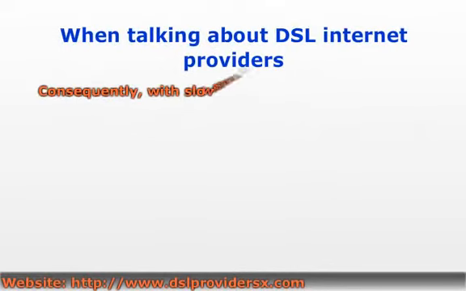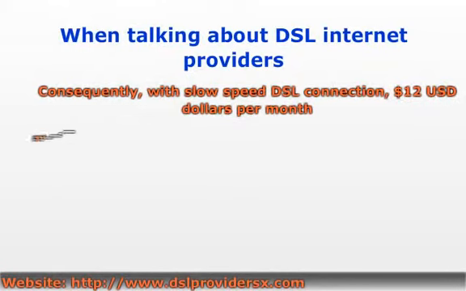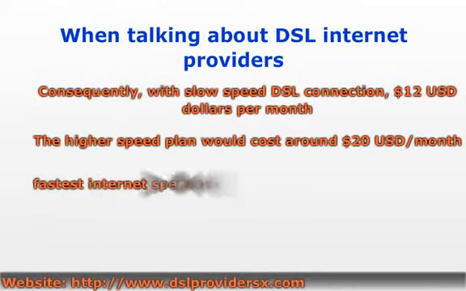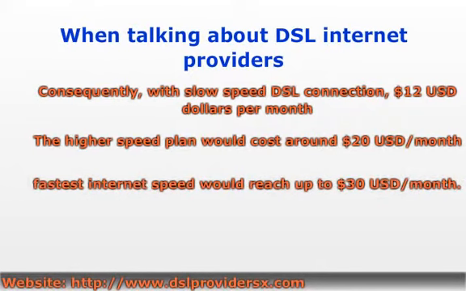When talking about DSL internet providers, they are giving different plan packages for their service. Most of the DSL packages are based on the speed that they are able to provide to its clients. The slower the speed, the lesser the plan will cost and vice versa. Consequently, with slow-speed DSL connection, $12 per month is approximately charged. Even so, it is still considered faster in speed than dial-up. The higher speed plan would cost around $20 a month, and the fastest internet speed would reach up to $30 a month.